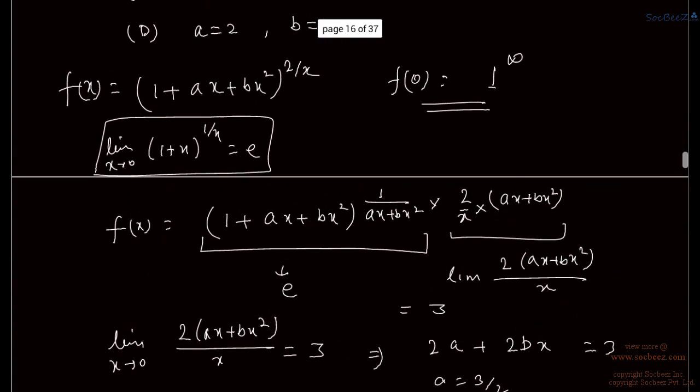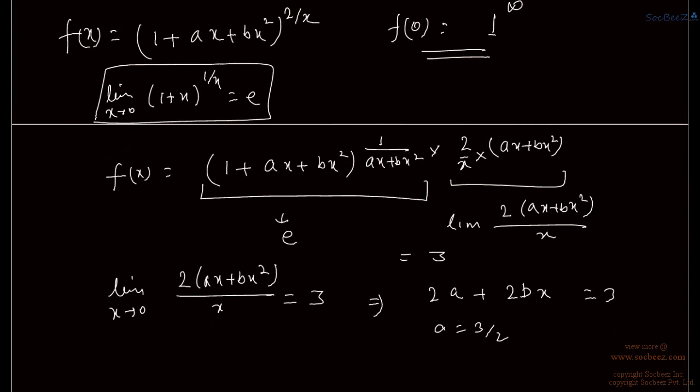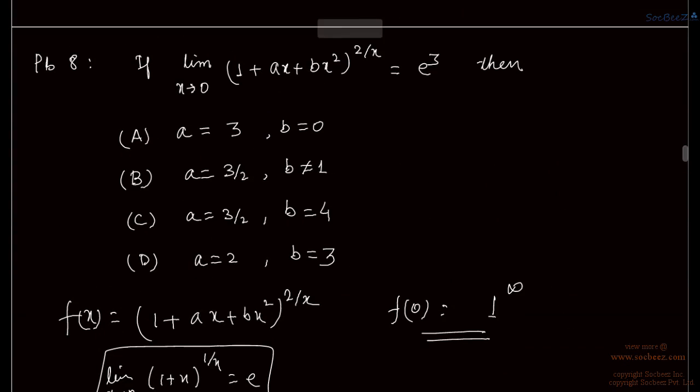So b can be any value, right? Because here x is tending to 0, so as x tends to 0, this b term will vanish. So 2a is equal to 3. So we are getting the value a is equal to 3 by 2 from here. We are not getting any value of b. So b can be any value, right? So here a is equal to 3 by 2 is in options b and c. So options b and c, both are correct, right?